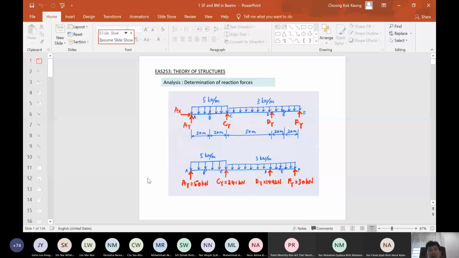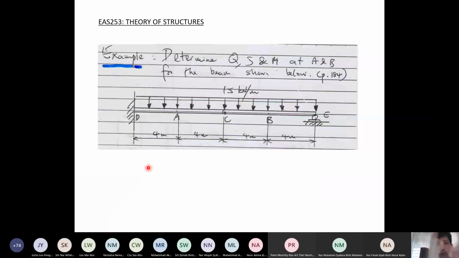So this question said determine Q, S, and M. Here, Q, S, and M are short forms for axial force, shear force, and bending moment. When you want to determine this, you have to know where. So at sections A and B. Where are A and B? As shown here, A is 4 meters from D, B is 4 meters from E. So these are the two sections where internal forces, axial force Q, shear force S, and bending moment M, are required.